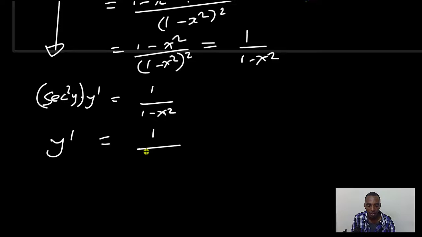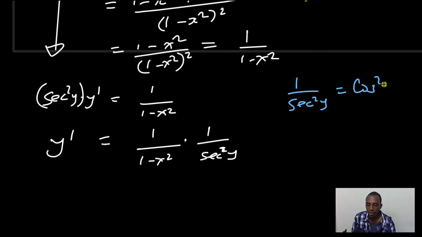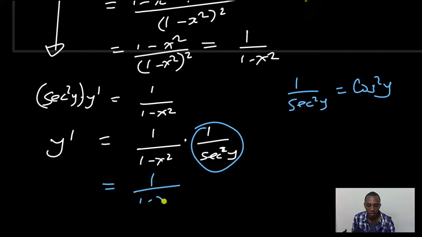So I have 1 over 1 minus x squared times 1 over sec squared y. But of course 1 over sec squared y is the same as cosine squared of y. So I'll just replace this with cosine squared. So this is 1 over 1 minus x squared times cosine squared of y.